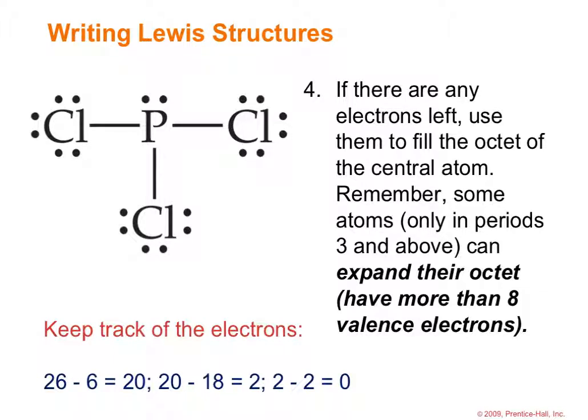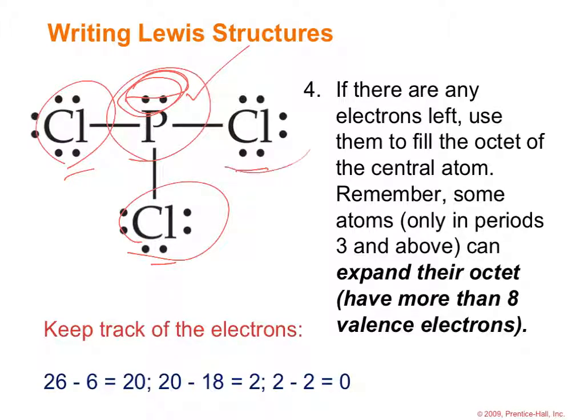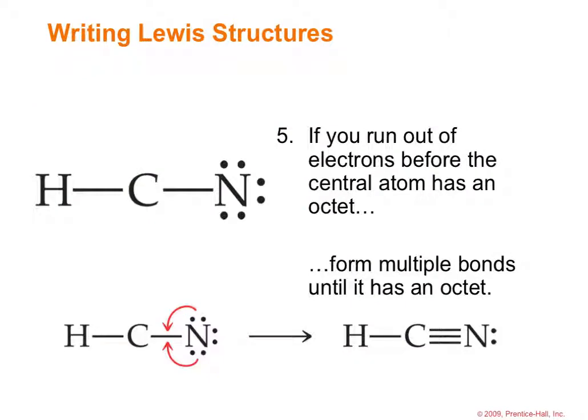Any leftover electrons after you've given the outer atoms an octet go on the central atom, which is good because you may have noticed in step 3 that phosphorus didn't yet have an octet of electrons, but it does now. So we've used up all 26 valence electrons. Each of the atoms involved in this structure has an octet, and we are done. It's a stable Lewis structure. That's a very simple, straightforward one. As you're probably not surprised, they're not all that straightforward.